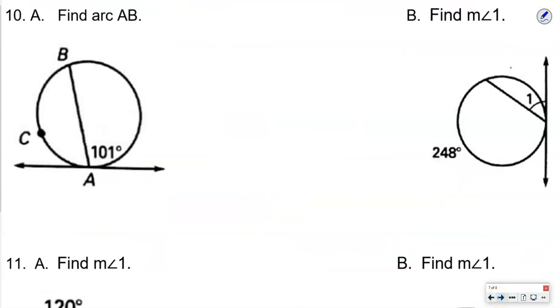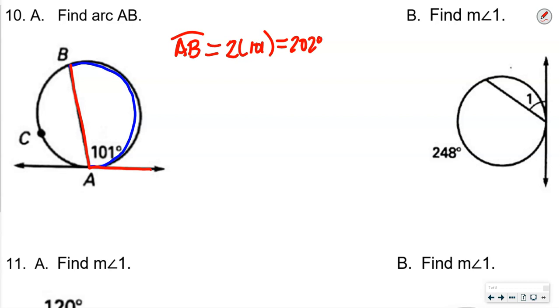All right, so our next one is find arc AB. So arc AB is this arc right here, and we have the angle that is being subtended by that arc, right? That one right there. So what are we going to do? So when we're trying to find arc AB, we're going to multiply the angle times 2. So right, 2 times 101 is equal to 202 degrees, okay?